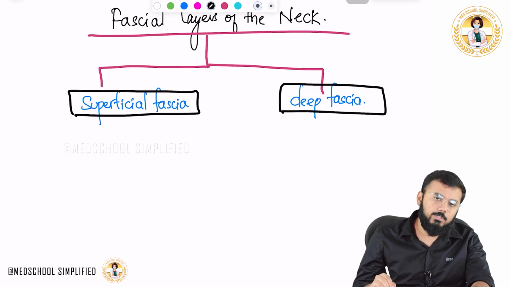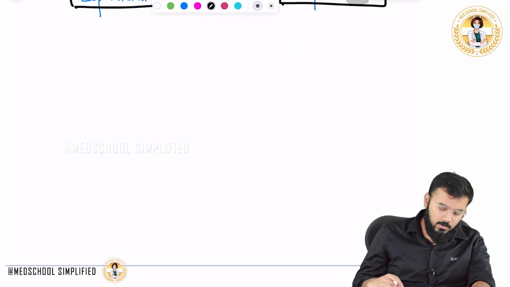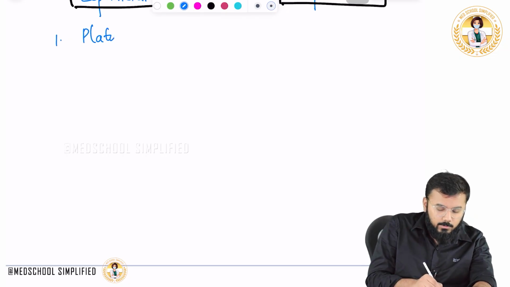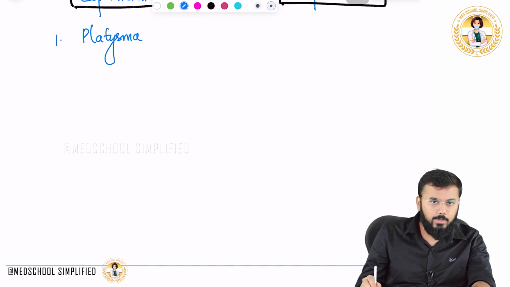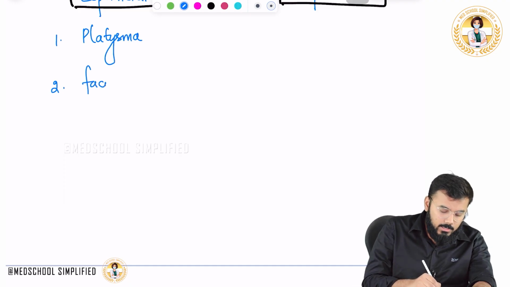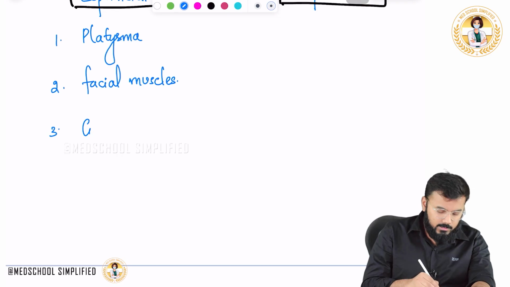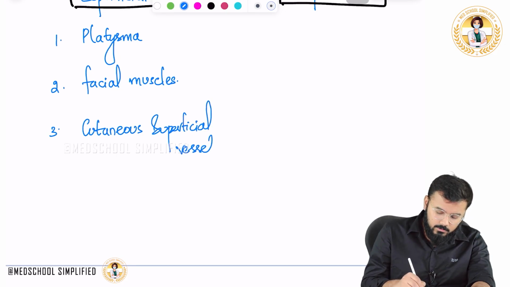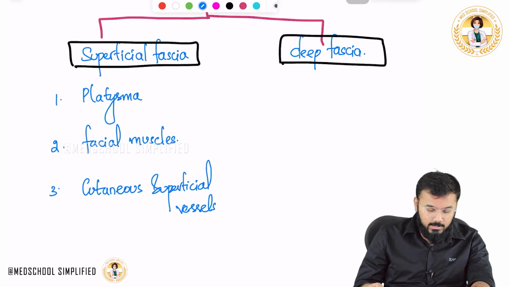Now within the superficial fascia, what are the different kinds of structures you have? For example, there is a muscle called platysma. Second important thing, there are muscles like facial muscles. And third important thing, you have cutaneous superficial vessels. So these are the three different types of structures located within the superficial fascia.